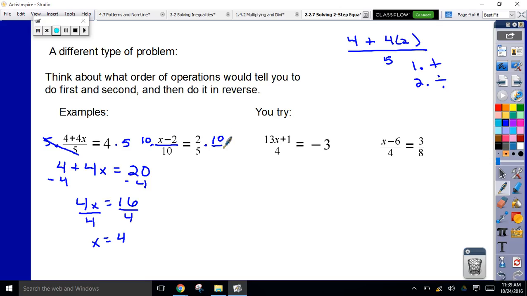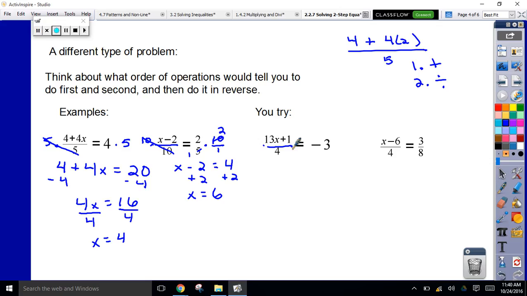I'm going to just go ahead and make it 10 over 1 on this side. My 10s would cross out. I get x minus 2 equals, cross simplifying, 5 goes into 10 twice. 2 times 2 is 4. Now I just have x minus 2 equals 4. So the 1-step equation, I'm going to add 2 to both sides. X equals 6.